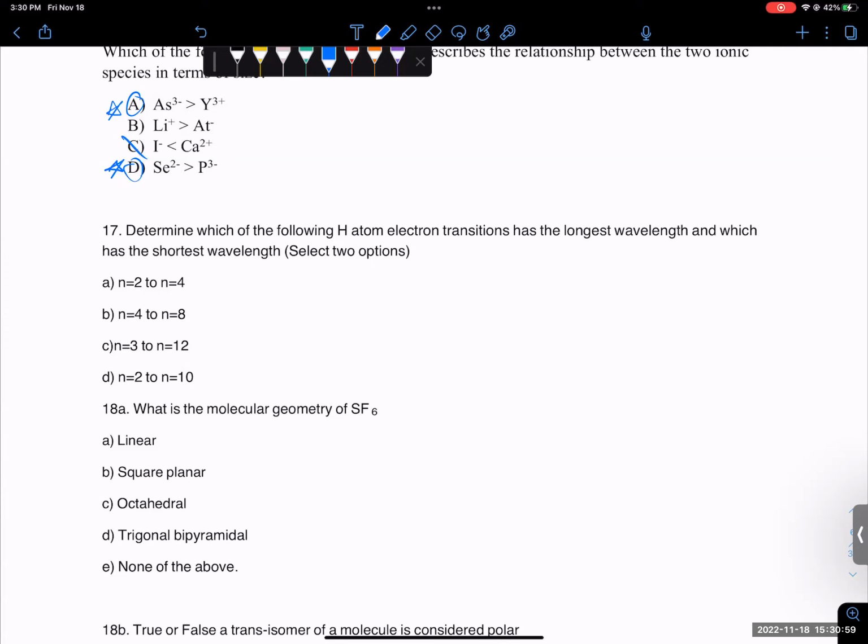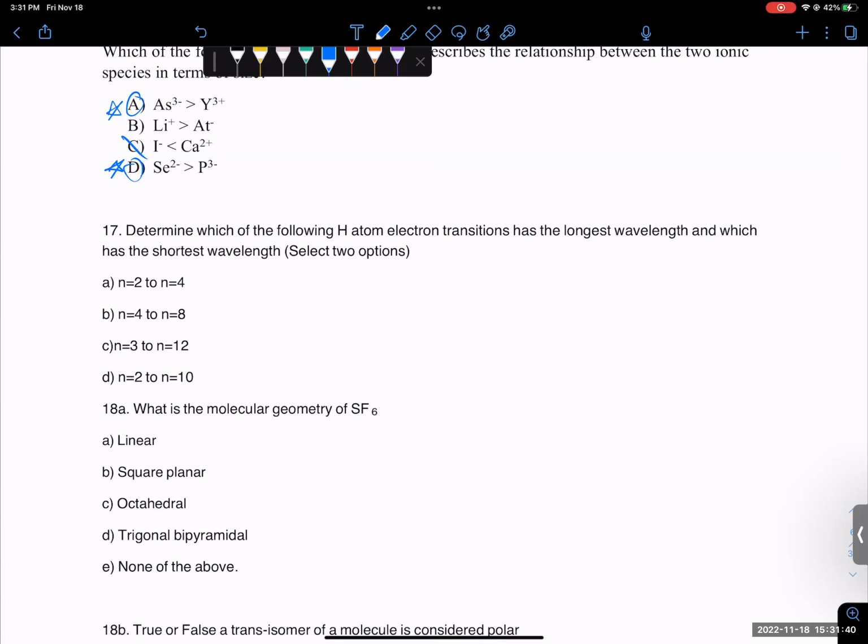Okay, Michelle, what's the answer to 17? Sorry, I just put you on the spot like that. Michelle says C? Are you saying that confidently or are you asking me? That's the largest jump, and then the longest. You have to find the shortest and the longest. So I'm going to go with 2 to 4 and 3 to 12.